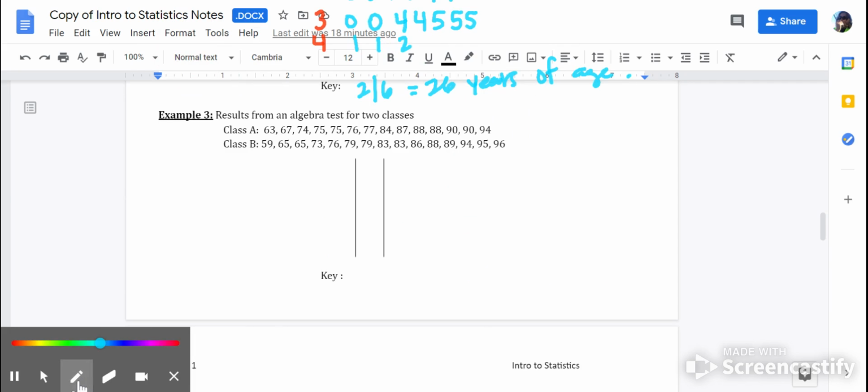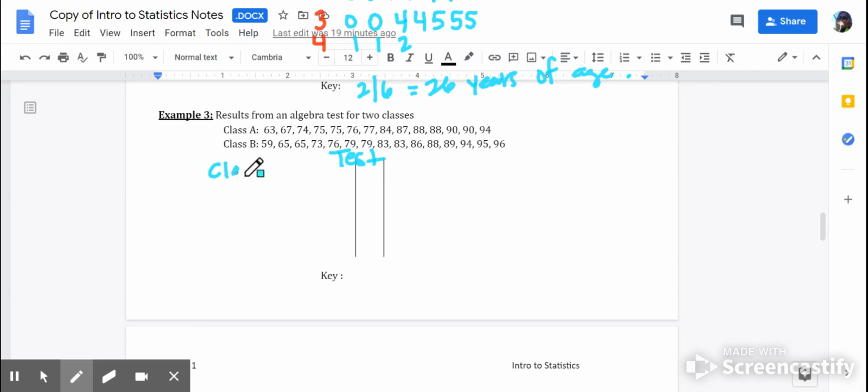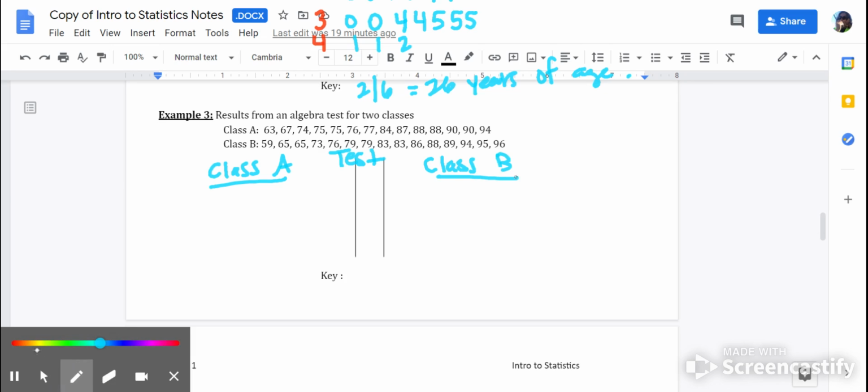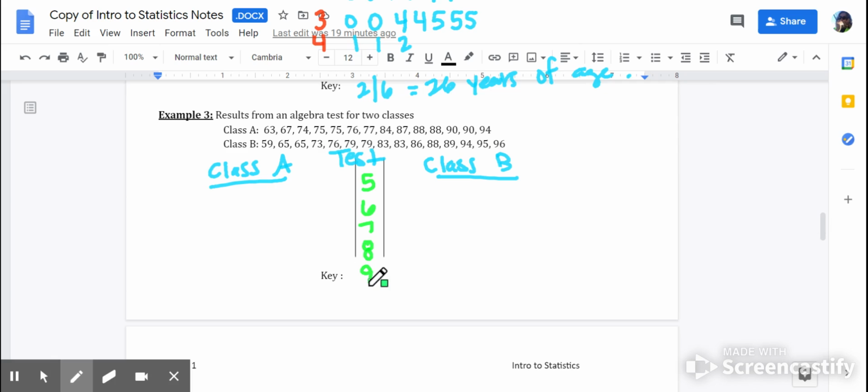Now if we talk about this back-to-back stem plot, we're going to have results from 2 different classes on their algebra test. So I still need to label this. This is a test that they've taken. We'll put Class A's answers on this side. We'll put Class B's answers on this side. Now if I look, I have to consider all this data together. So the lowest number between both of those classes is a 59, while the highest answer is going to be a 96. So I'll have 50s, 60s, 70s, 80s, and 90s.